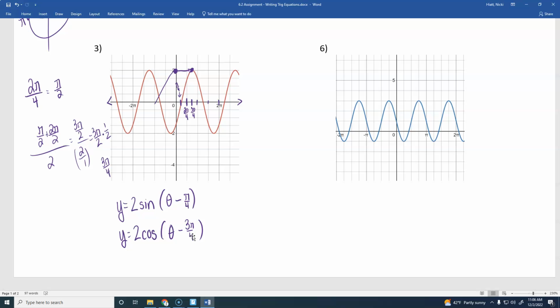So you can always get sine and cosine to line up. The shifts will have to be different distances though. And if there's no period change, the difference will be pi over 2. If there's a period change, it might not be pi over 2. Okay, questions there?